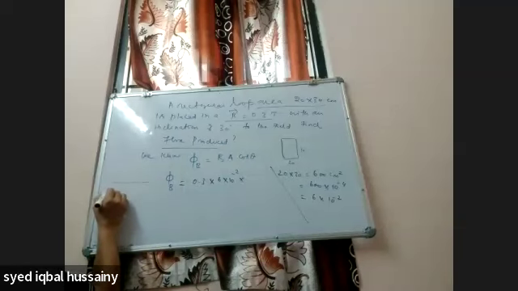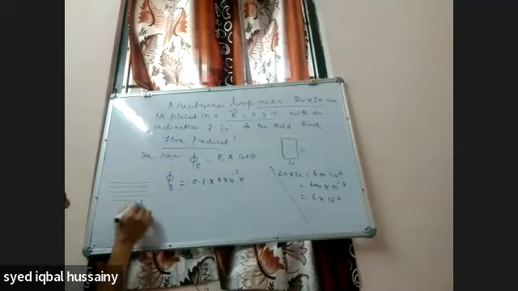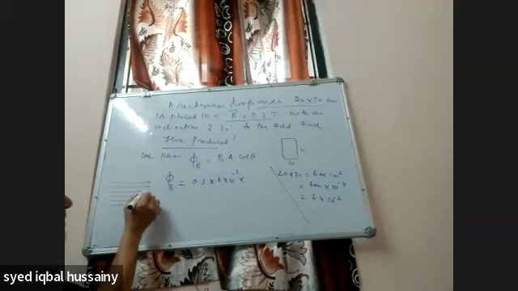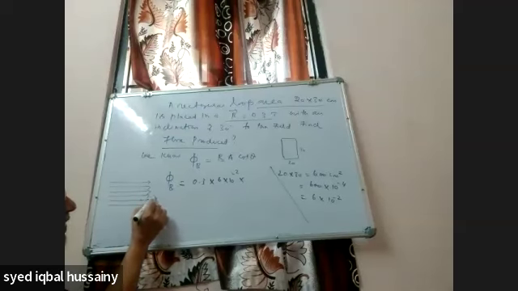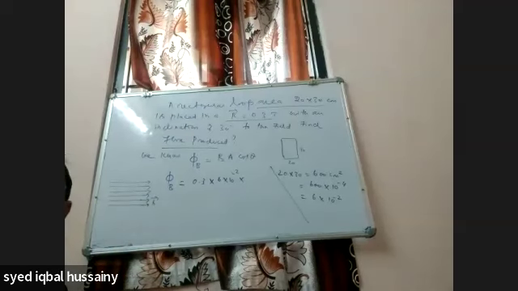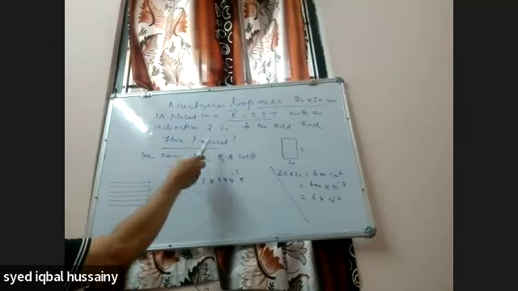Listen very carefully. Imagine that the magnetic field lines are going like this. This is the magnetic field lines. Now I am going to keep that plate with an inclination of 30 degree.